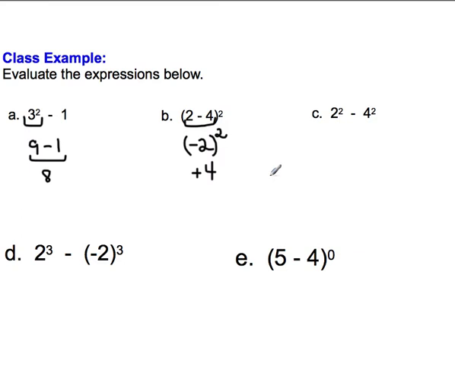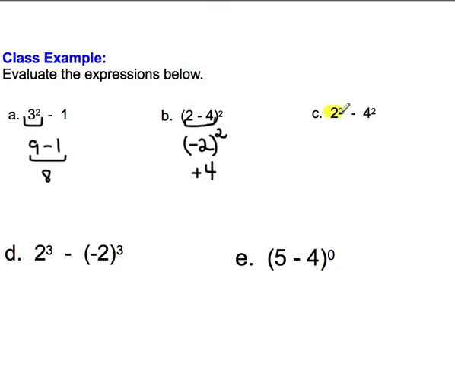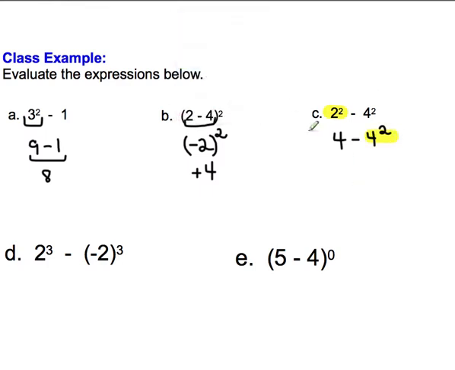Now another method that I have seen some students do, which I really do like, is using a highlighter. They highlight the operation that they do first. So 2 squared is 4. Except you have to remember to take your highlighter away. So go back to our pen. So 4 minus 4 squared, because 2 to the power of 2 is 4. And then they go back to their highlighter and say, okay, I do that next, because powers come before subtraction, so 4 minus 16.